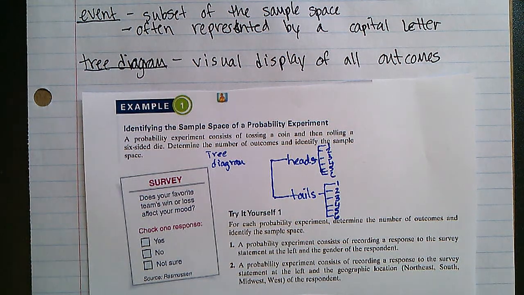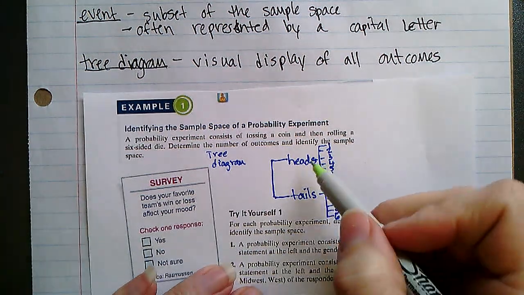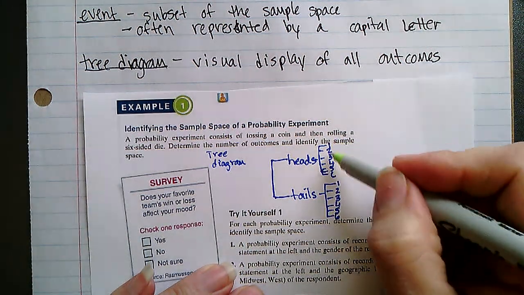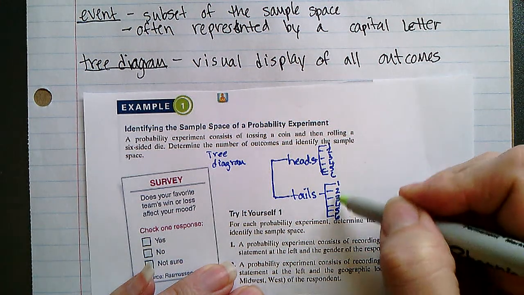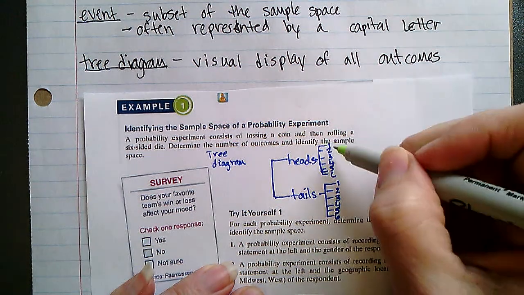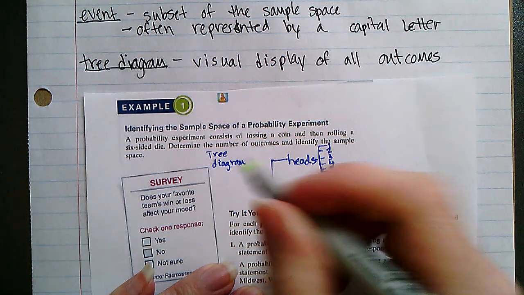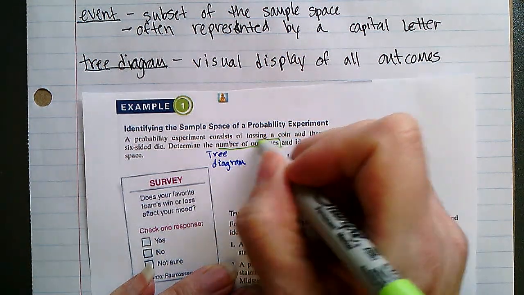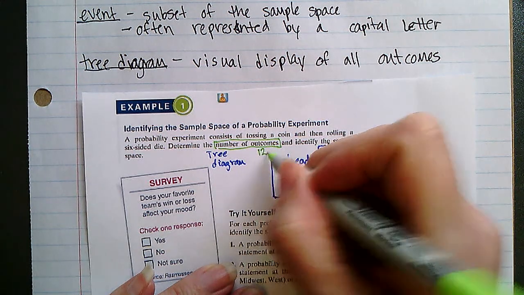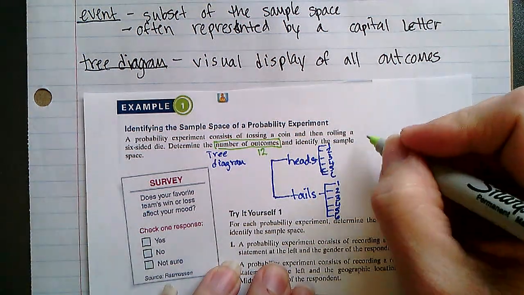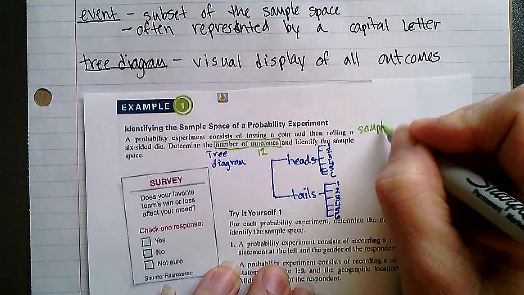So the sample space is going to be listing out all of the possible outcomes. So when you have a tree diagram, you're looking at the right-hand side here to count up the number of outcomes. So we have 1, 2, 3, 4, 5, 6, 7, 8, 9, 10, 11, 12. There are 12 outcomes.